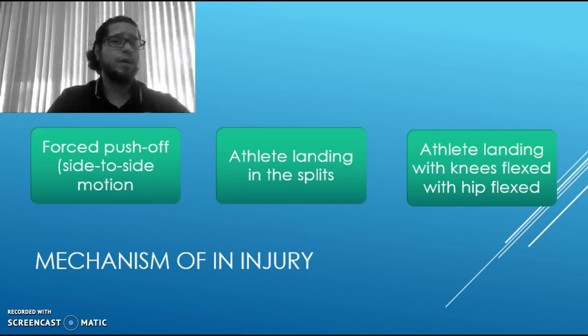A second mechanism of injury involves the athlete landing in the splits position with the hips flexed, abducted, and externally rotated. And the most common mechanism of injury is when an athlete is running and lands on the feet or flexed knees, striking the ground while the hips are flexed, abducted, and internally rotated.